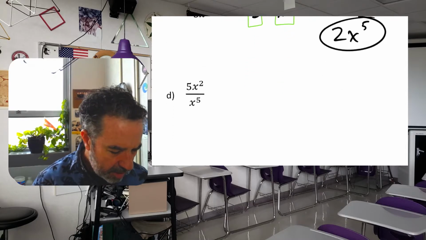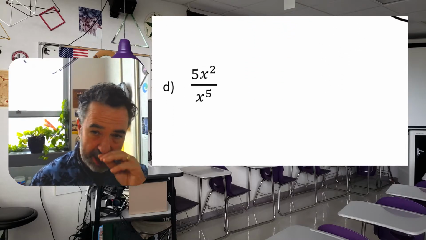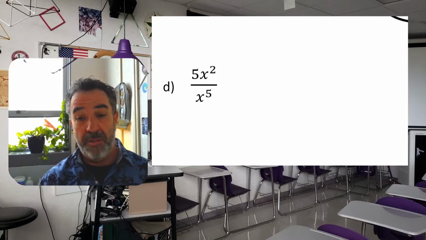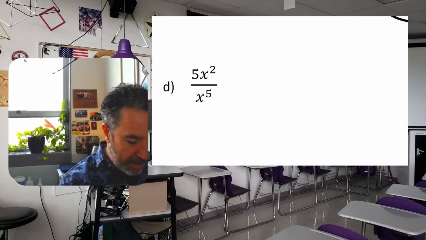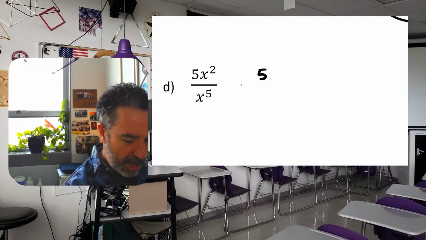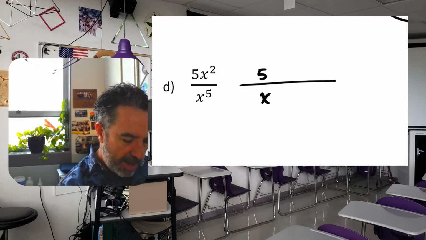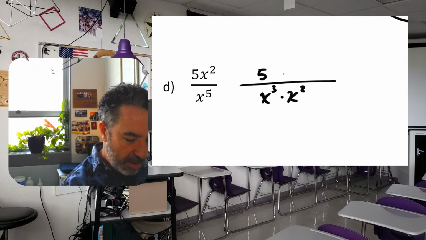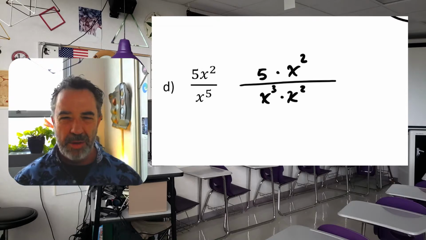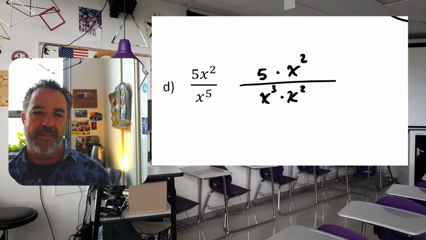Let's look at part D. There's a 5, and there's no common factor. So I'm just going to write this 5. And in the denominator, I'm going to take this x to the 5th and break that as an x to the 3rd times an x to the 2nd power. And then on top, I'll write the x to the 2nd power. So I hope you can see why I'm doing that. I want to identify the giant 1.